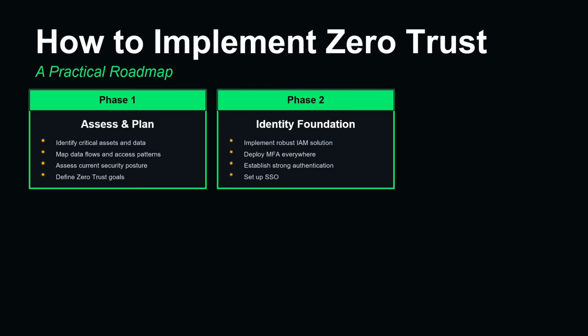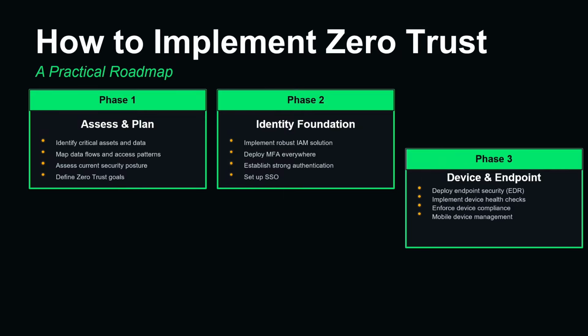Phase 2 is Identity Foundation. Zero Trust is built on strong identity. Deploy a modern identity and access management solution. Centralize identity management here, as all authentication should go through your IAM. Be sure to deploy multi-factor authentication everywhere as well. It should be used for email, software as a service applications, admin access, and any sensitive systems.